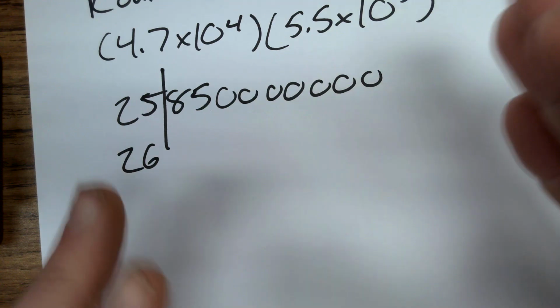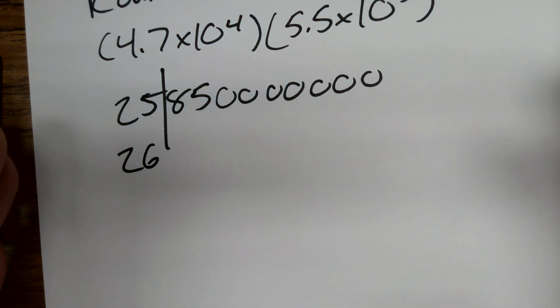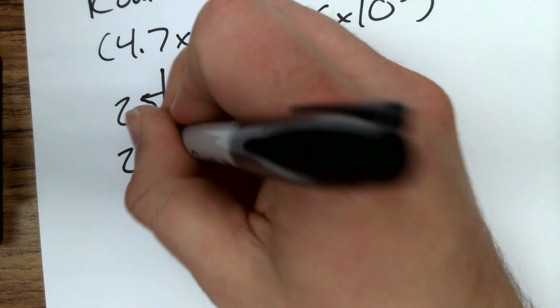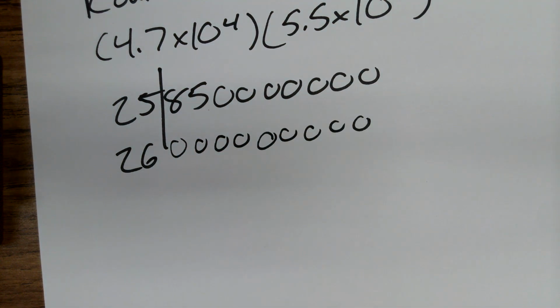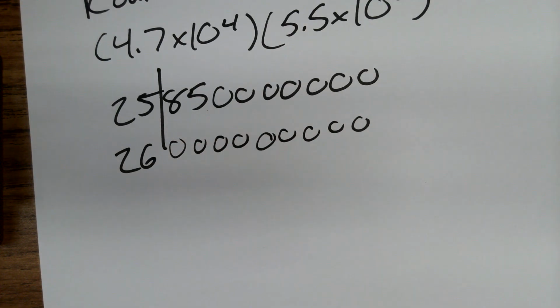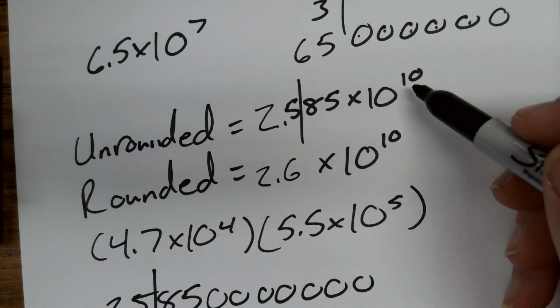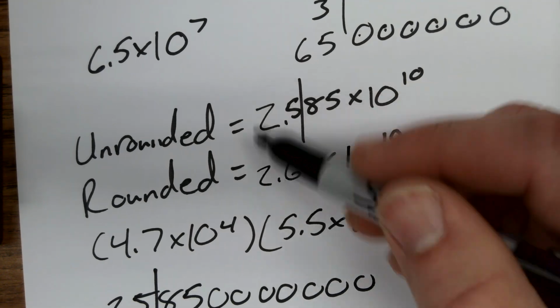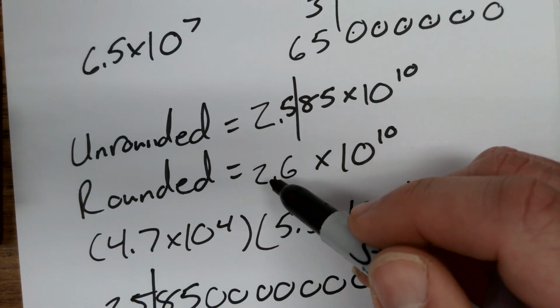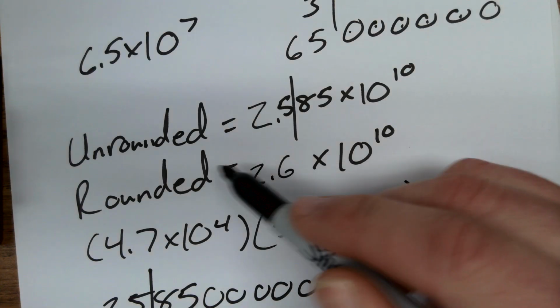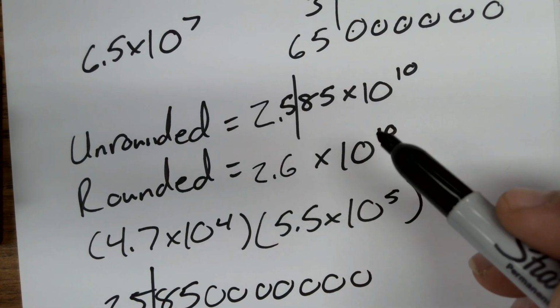Did I change the size of my number? I didn't, because I'm going to still fill these spots with zeros. I didn't change my number by rounding. I just changed how much of it was significant. That's all. So when you get a power of 10, leave that here. You're just changing this part right here, because this decimal didn't move up 2 places. It stayed the same. Does that make sense?